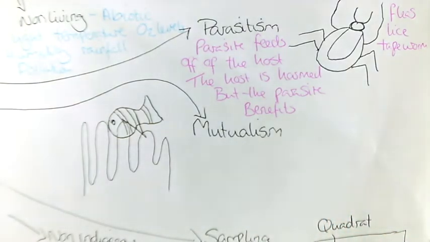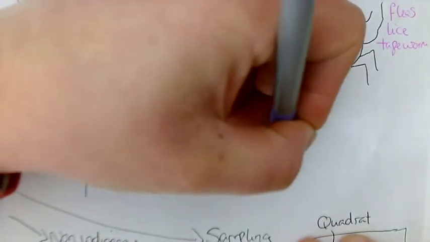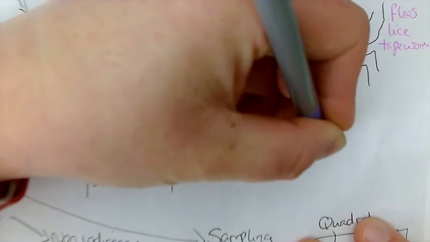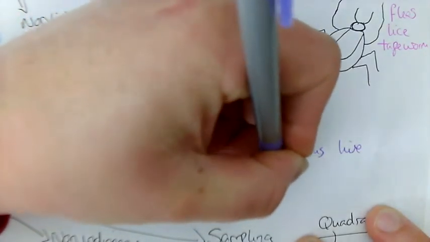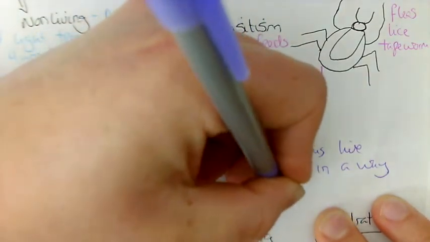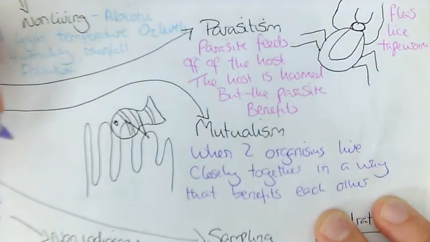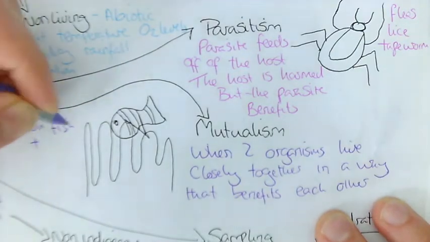So mutualism is when two organisms live closely together in a way that benefits each other. So this is the clownfish and anemone.